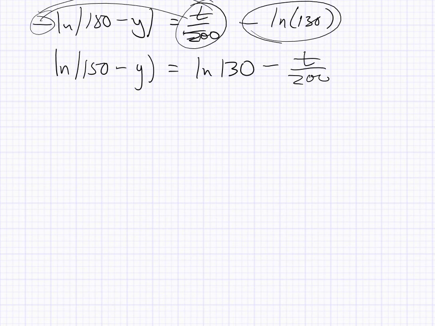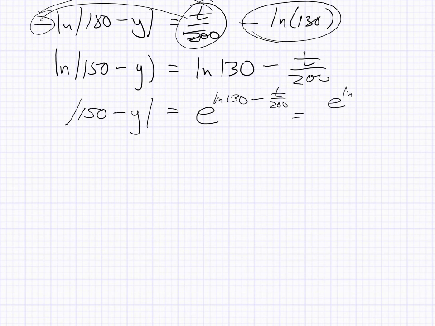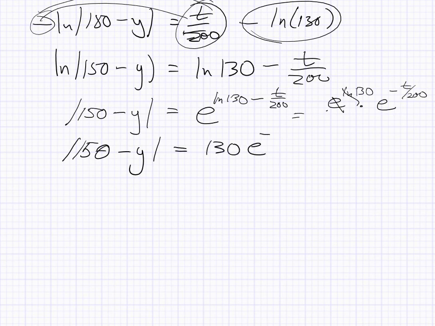Then e on both sides will give me 150 minus y equals e to the log 130 minus t over 200. But I could write that as e to the log 130 times e to the negative t over 200. Now that'll allow these to cancel as well, so I end up with 150 minus y equals 130 e to the negative t over 200.